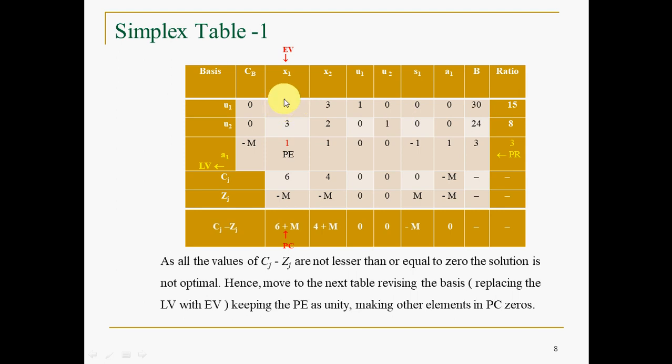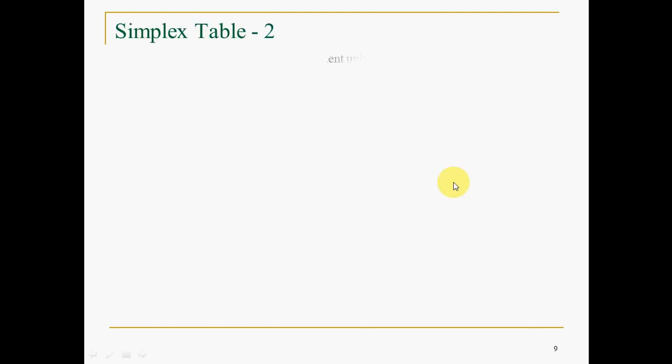So how to make this position 0? Keeping the pivot as unity and making other elements of the pivot column 0, how to make this 0 is very simple. See, 2 minus 2 will become 0. So this is 2, and you have to generalize that row operation. That is R1, which is 2 minus 2 times R3, so 2 minus 2 times 1 becomes 0. Then use the same row operation from here to here. That is R1 minus 2R3. In that process you will get simplex table 2.